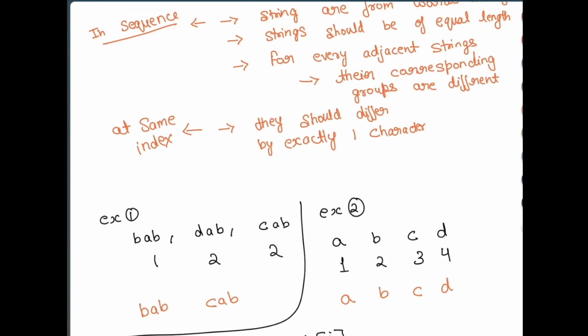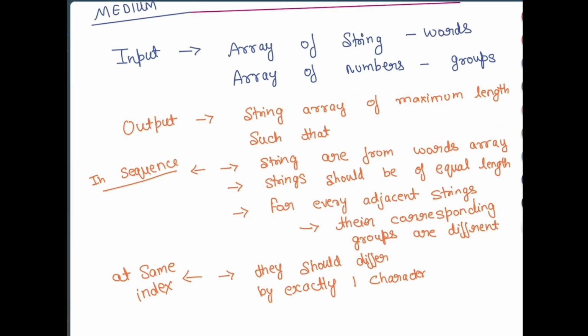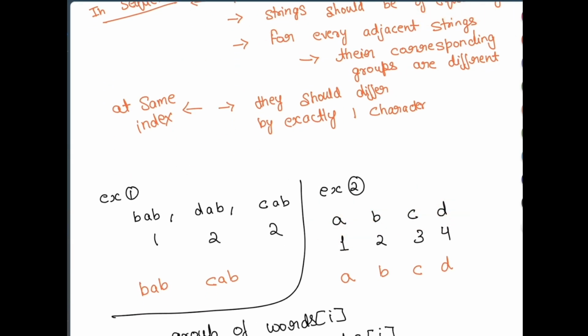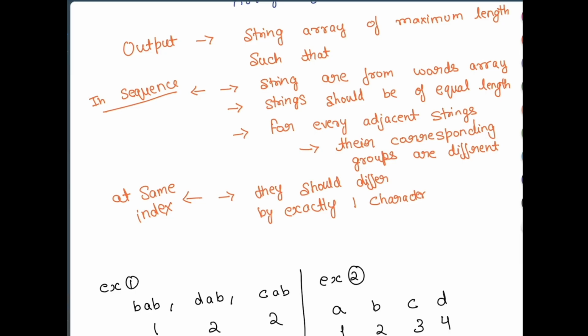Okay, so we will go in the words array in sequence: A, then B, then C, then D. Now the next point is strings should be of equal length. So yes, A, B, C, D all are of equal length 1, right? Now at this point of time we can say that this is our answer, but we need to check for other points as well. For every adjacent strings, their corresponding groups should be different.